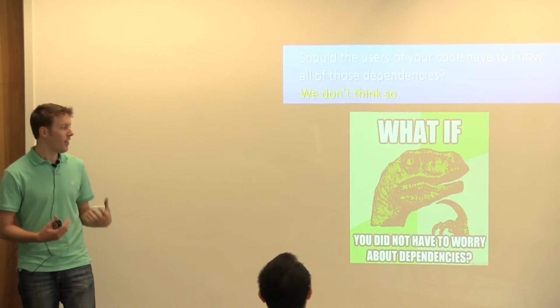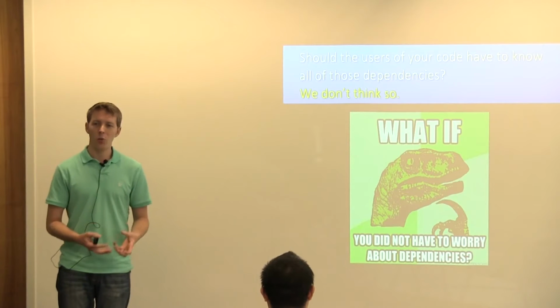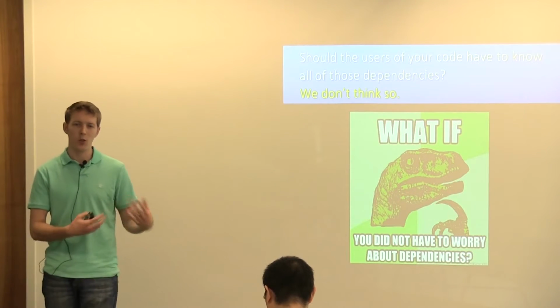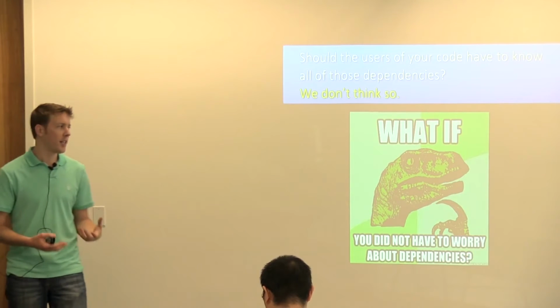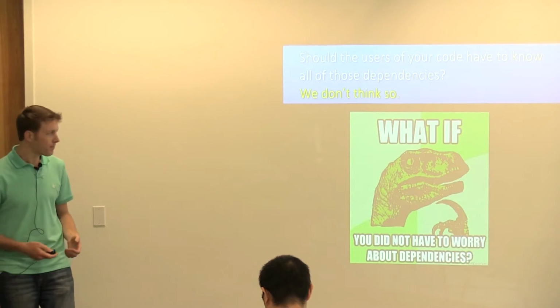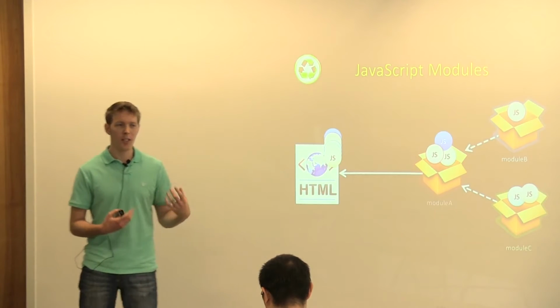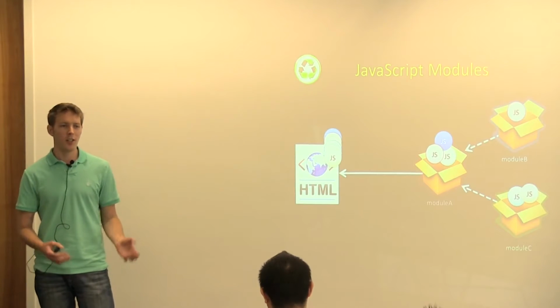Dependencies are something that, when you create some reusable code, the developer of that code definitely has to worry about. But if you're just using someone else's code, the system should take care of the dependencies for you automatically. So what we want is a picture that looks more like this. You're creating an HTML page. You know that you need this module.